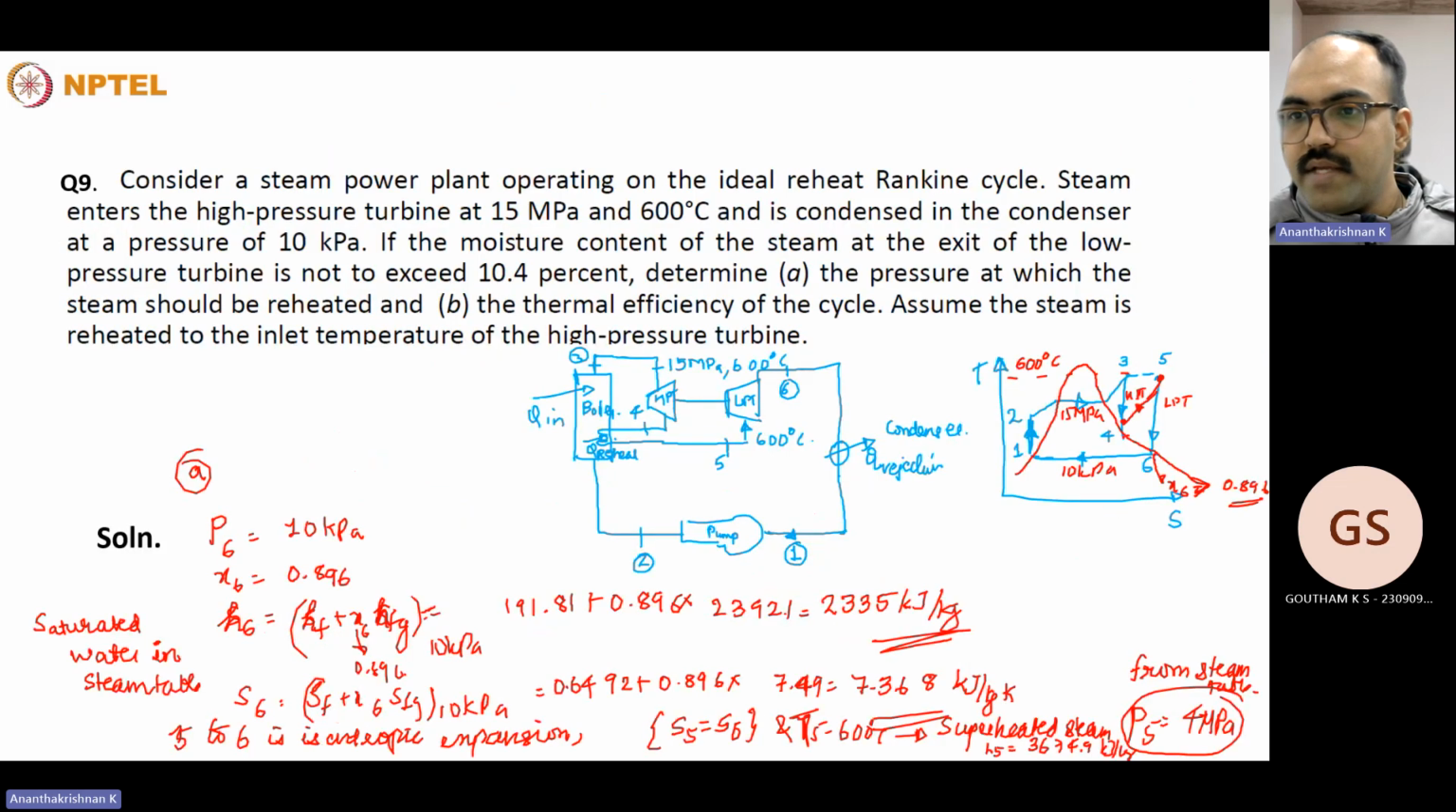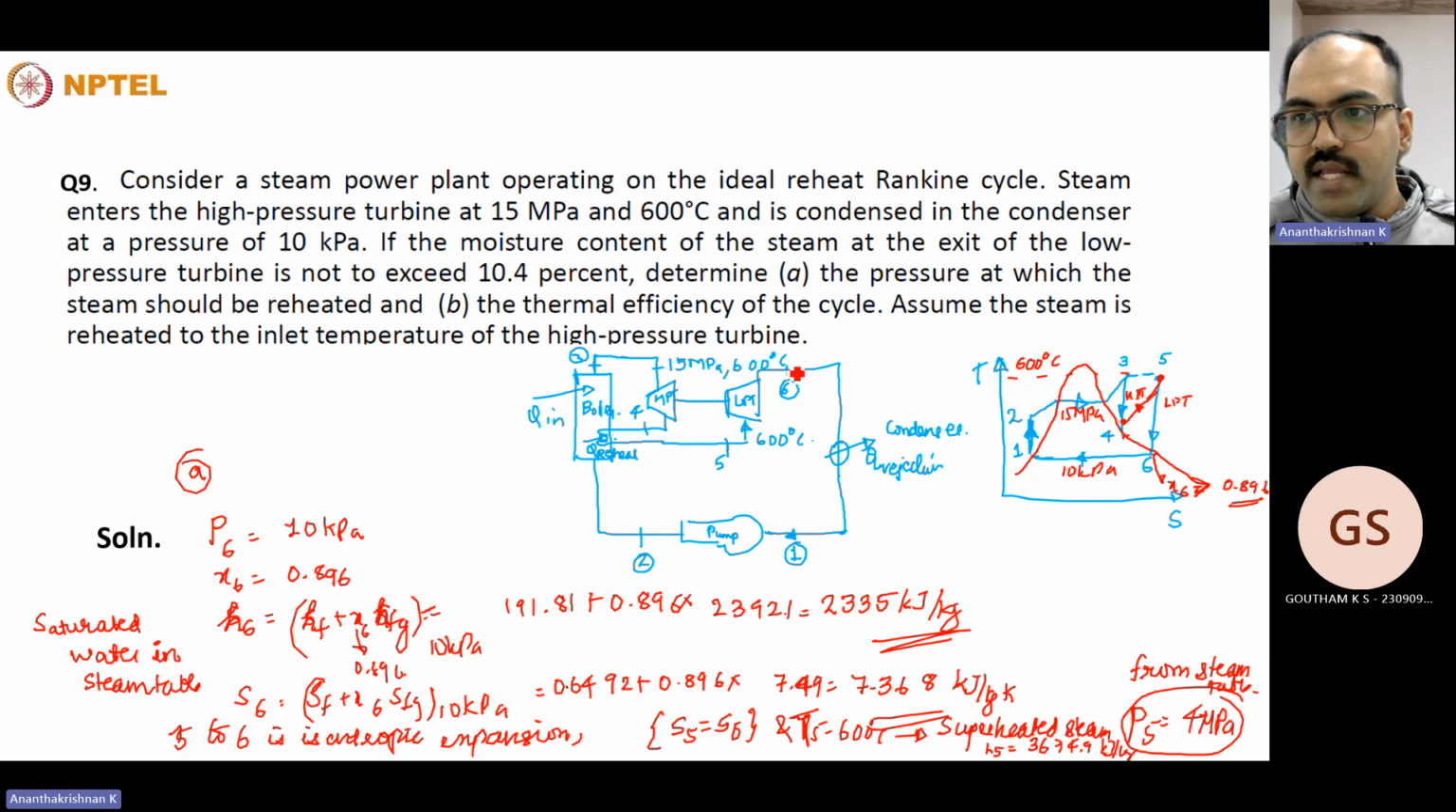So in this particular problem, basically what we did is that, we needed to calculate, it's a reheat problem. We need to calculate the pressure at which it will be reheated. So that will be an altogether different pressure compared to the boiler pressure. And then we need to calculate the efficiency of the cycle. So the first point is straight away we can obtain the pressure at which 4 to 5 will take place.